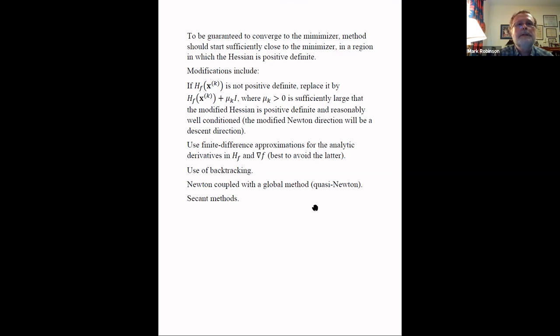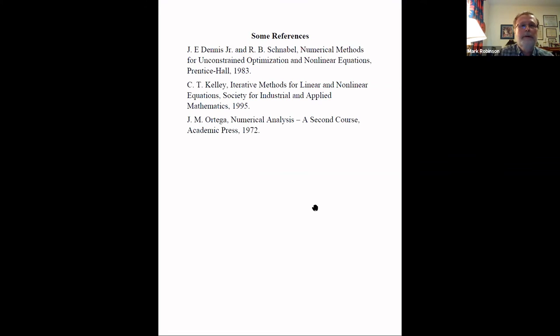So finally, I just listed 3 different references, particularly the first one that's listed there, that's sort of a classic reference on Newton methods, or other methods for that matter, not just Newton methods, but that's the primary one in there, for unconstrained optimization and nonlinear equations. And then also referenced is Kelley about linear and nonlinear equations, and the Ortega reference that has a lot of worthwhile information about the multivariable Newton's method in it as well.